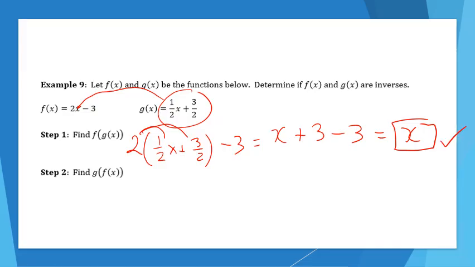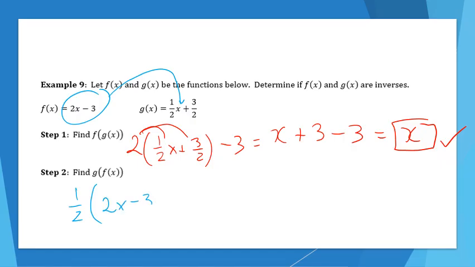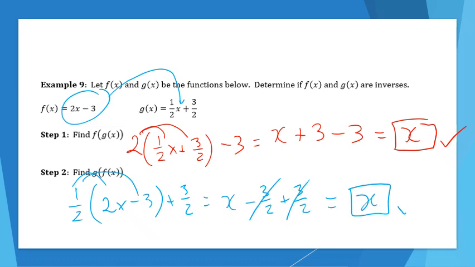Now let's find g of f of x. And this is kind of the other way around, where I'll use blue here. We're taking this and plugging it into x there. So this is 1/2 times 2x minus 3, plus 3 over 2. Distributing the 1/2 to both terms, you should just get x minus 3 over 2, and then plus 3 over 2 in the back. These will cancel out, and we should be left with just x there too. So these two are inverses of each other.